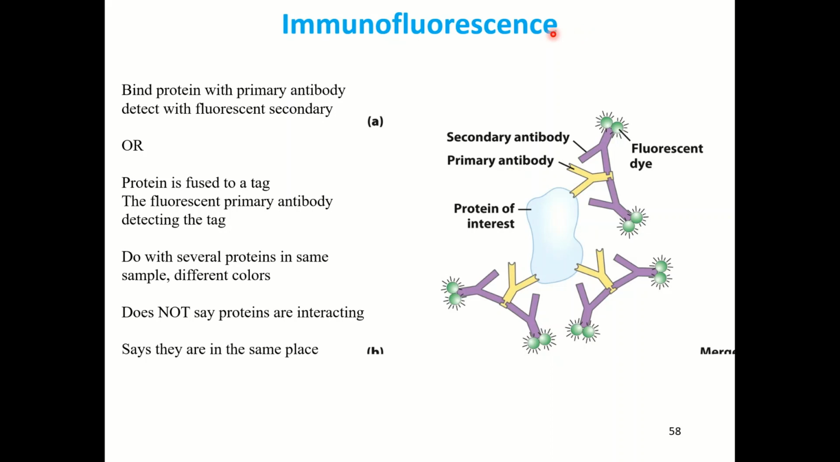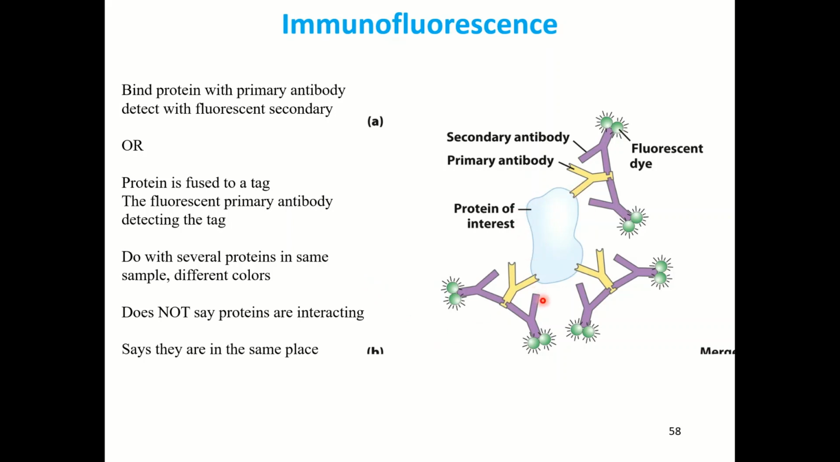Okay. Another way of visualizing where a protein is, is immunofluorescence. In this technique, you bind a protein with a primary antibody and then detect with a fluorescent secondary antibody. That's the most common way to do it. The other way is your protein is fused to a tag, and then a fluorescent primary antibody detects that tag. You can do this with several proteins in the same sample and just use different colors.